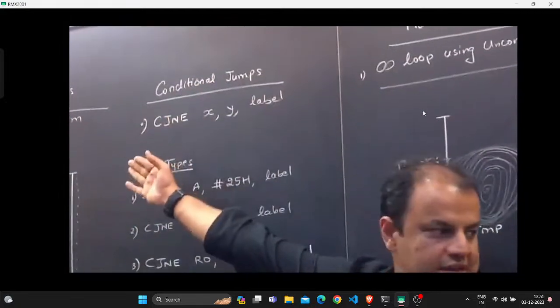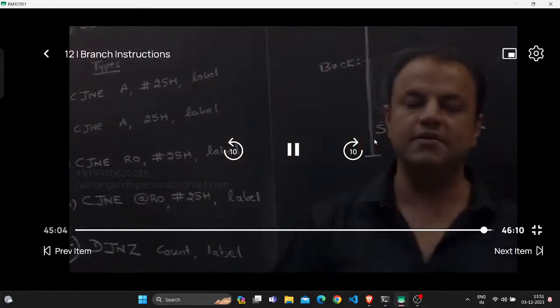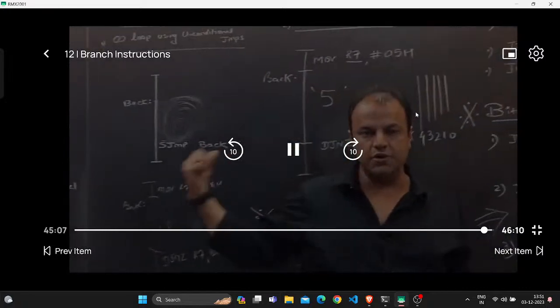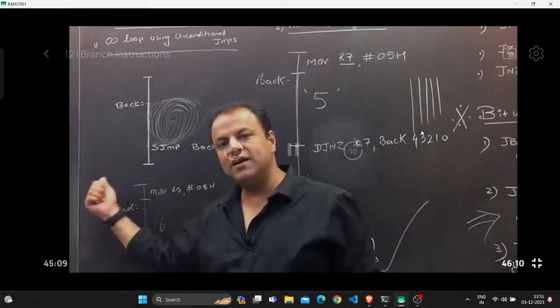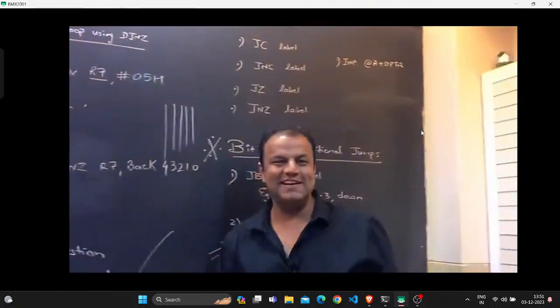You have conditional jumps like CJNE. It will compare two numbers. If they are not equal, only then it will jump. You have DJNZ. It will decrement a register. If it is not equal to 0, it will do the jump. So it is used to create a loop. Infinite loops are made using unconditional jumps. Finite loops are made using DJNZ. I've taught you how to produce 256 iterations.